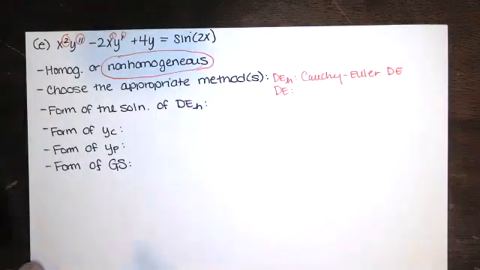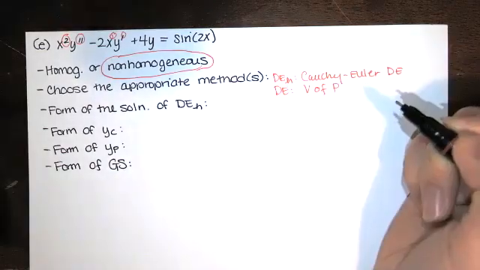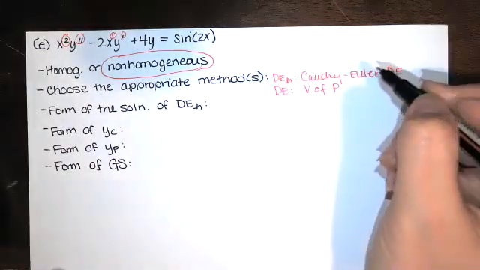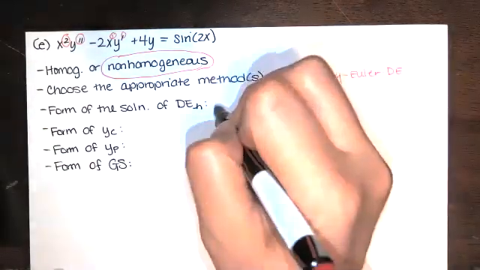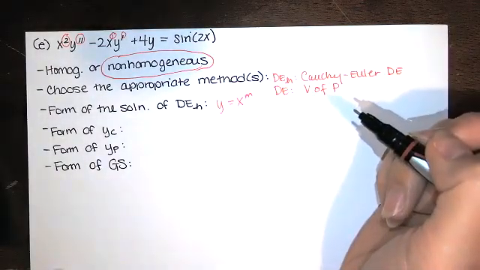Now the right-hand side is a sine of 2x, but remember, the method of undetermined coefficients, that's our guessing method, only works if the corresponding homogeneous equation has constant coefficients, and it doesn't have constant coefficients. So we have to use variation of parameters because this has variable coefficients. The form of the solution of a Cauchy-Euler equation is y equals x to the m. M is a number to be determined by us.